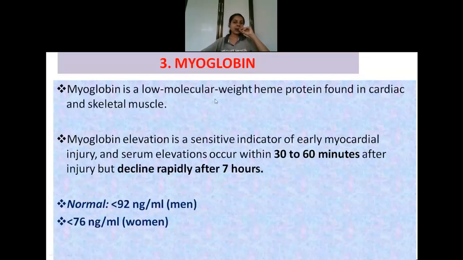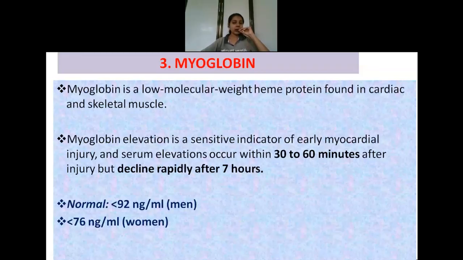The next cardiac marker is myoglobin. Myoglobin is also a type of protein or enzyme which is released whenever there is myocardium or cardiac cell damage, or sometimes even when muscle damage is there. Myo means muscle, isn't it? It is usually released into the bloodstream within half an hour to 1 hour after a heart attack, and it will start to reduce immediately.